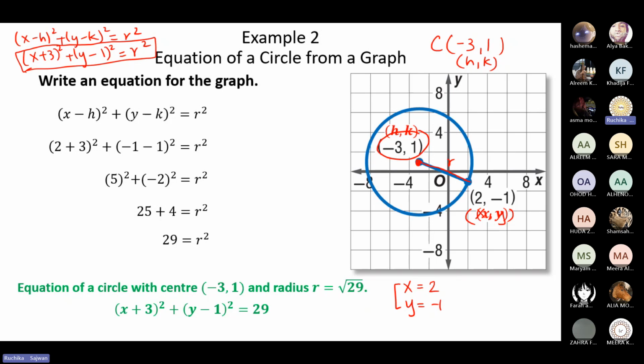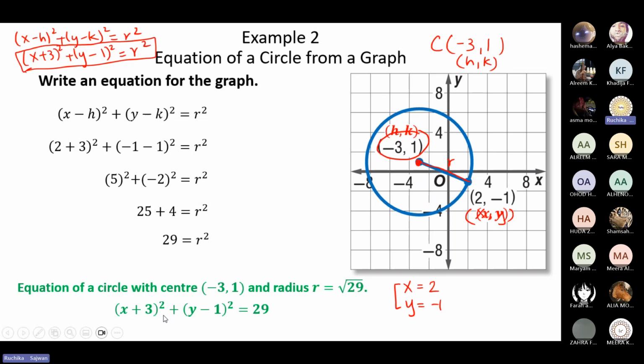And in the equation, do you have r or r square? You only tell me, Huda. The square. It's good to write 29 directly without the square root. Because in the formula, in the equation, directly it is x minus h whole square plus y minus k whole square equal to r square. So just replace r square with 29. That's your answer, the whole equation.